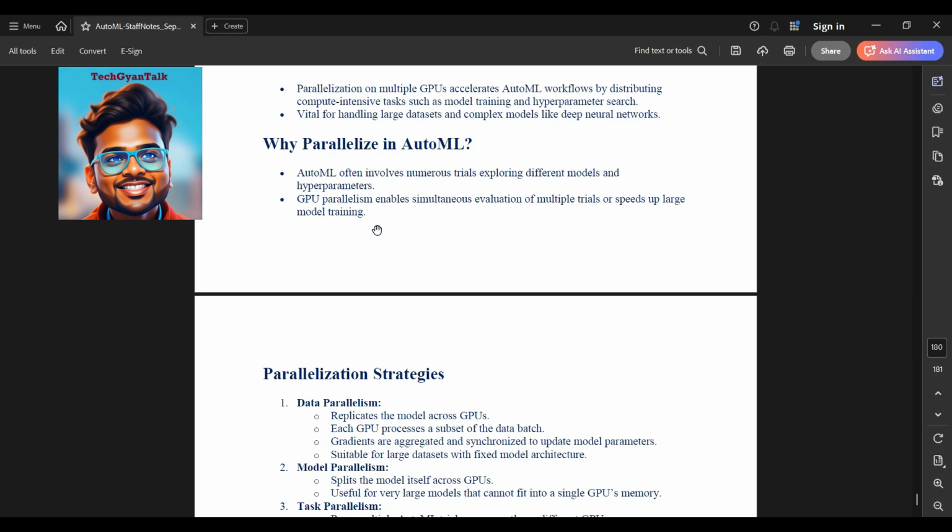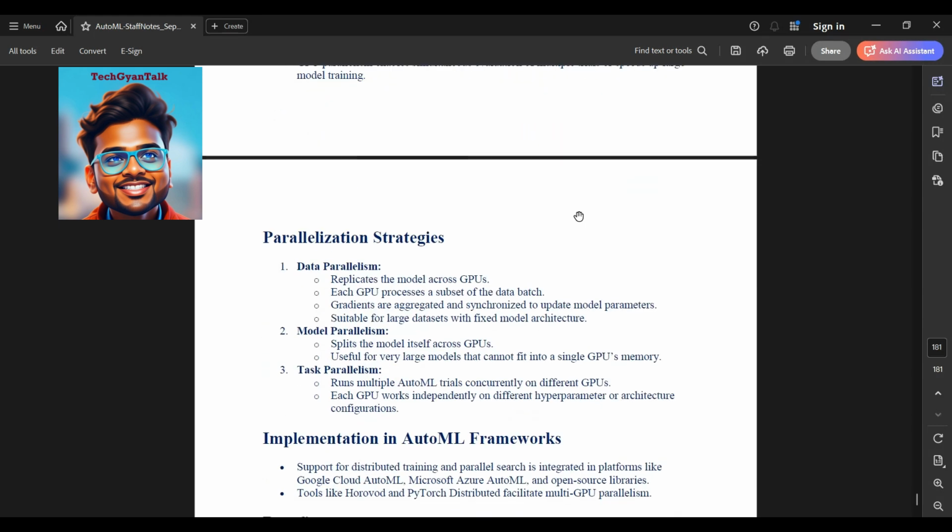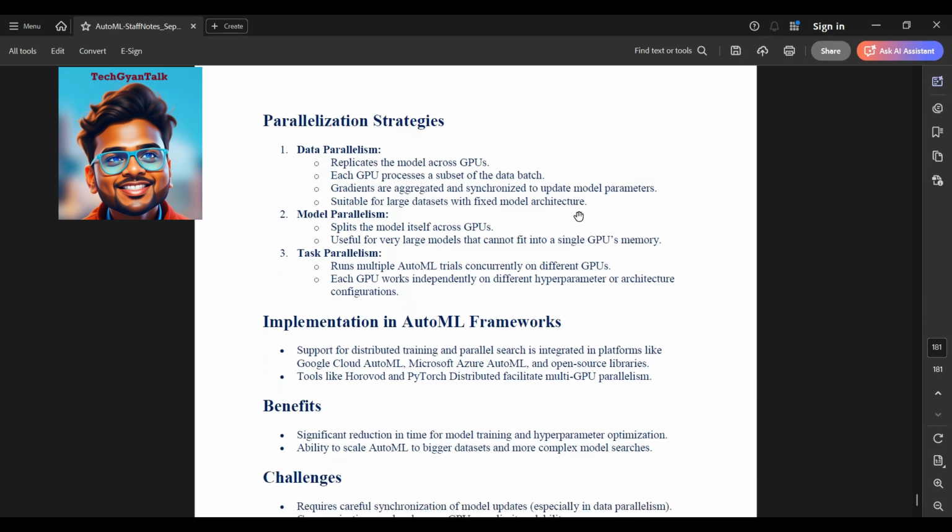GPU parallelism enables simultaneous evaluation of multiple trials or speeds up large model training. And parallelization strategies include data parallelism, model parallelism, and task parallelism. And we will see them one by one.